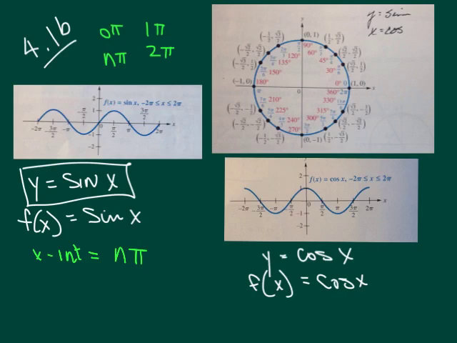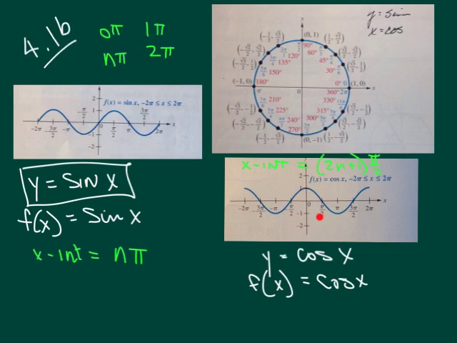The x-intercept for cosine is 2n plus 1 times pi over 2. So again, we can put any integer we want in for this n value, multiply it by 2, add 1 to it, multiply it by pi over 2, and we will get these points here where it crosses the x-axis.